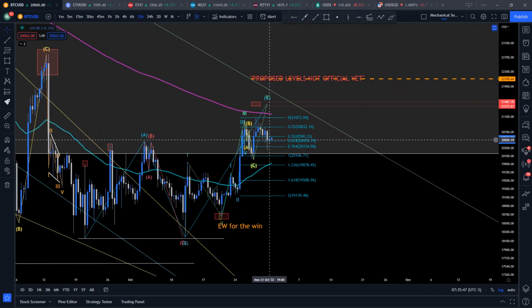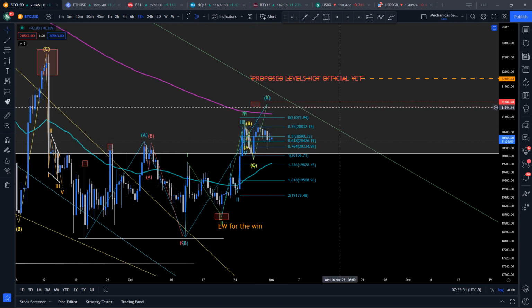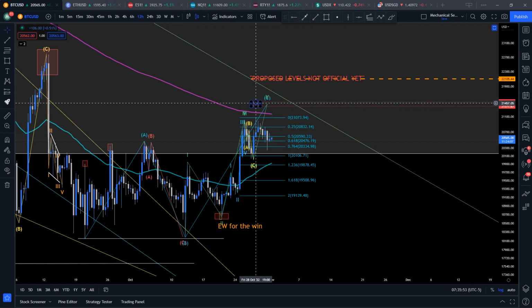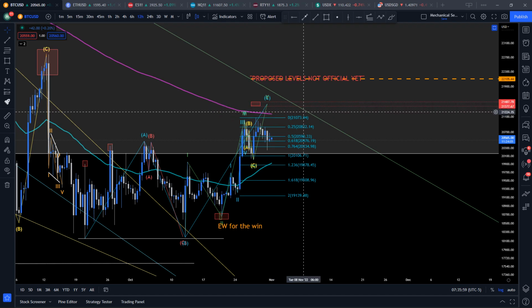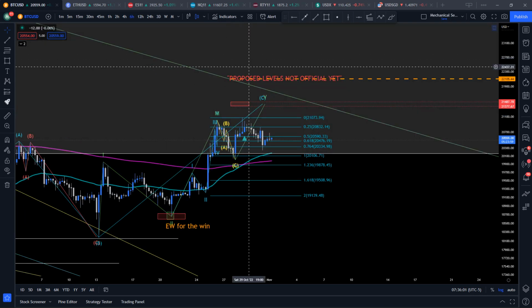So we should probably be looking at something right in here, would be my guess. We could get some wicks right up into the 21.5 zone, and then failure to find support, and then of course another drop to the downside.